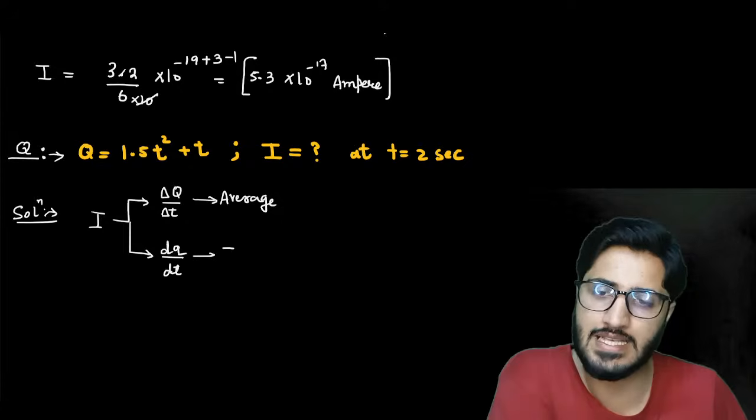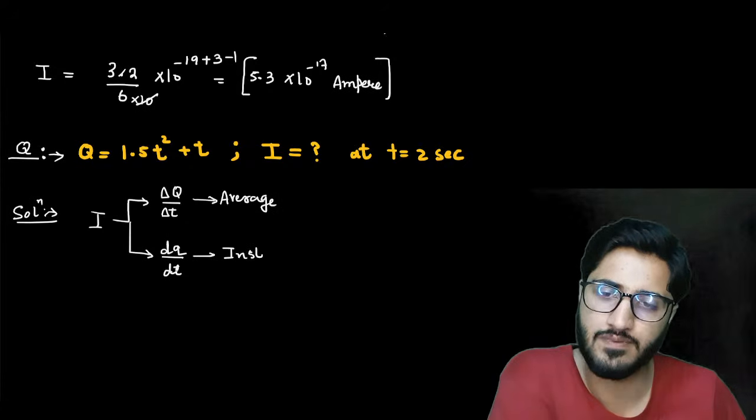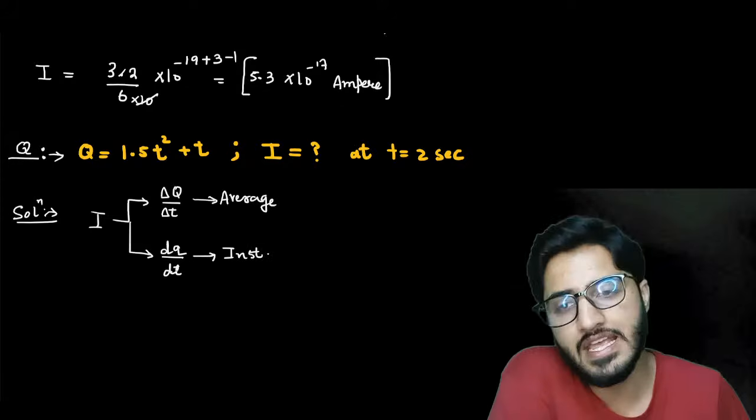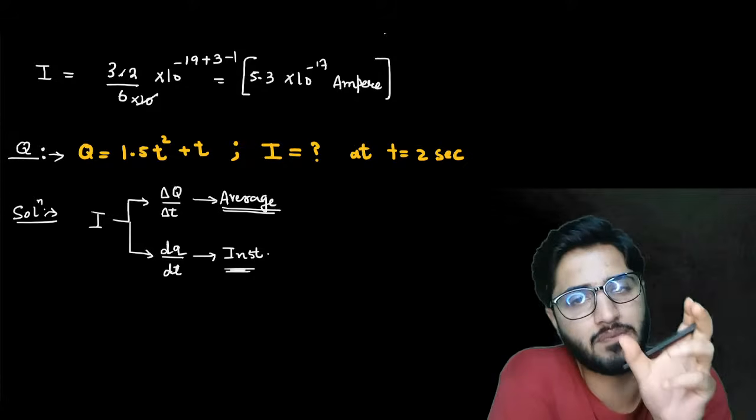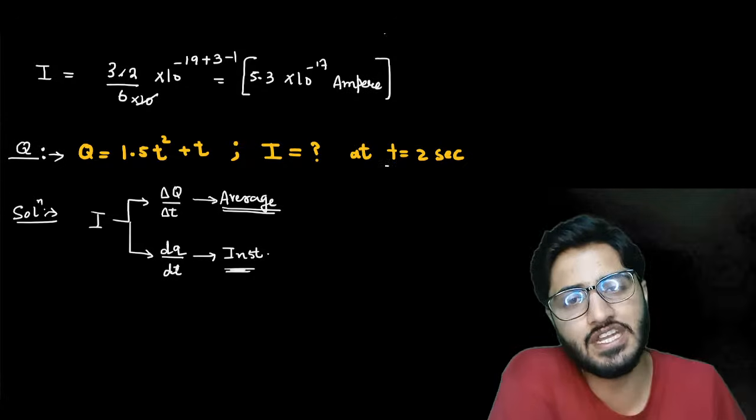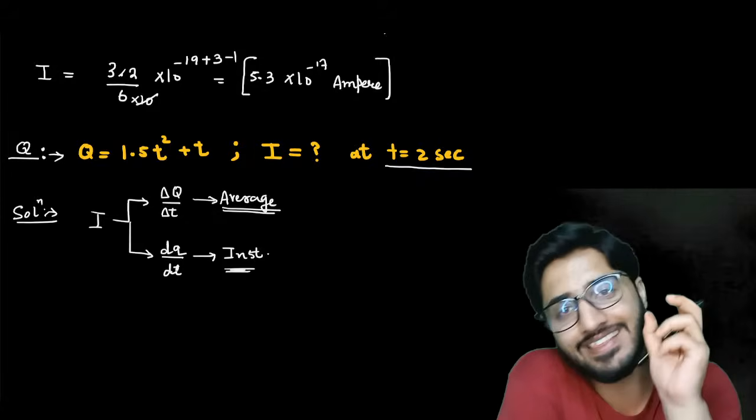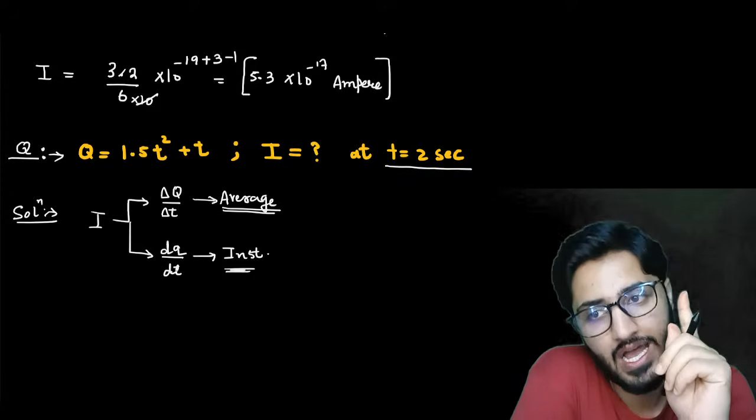This one means instantaneous. Instantaneous means at a particular instant of time. Average means over an interval of time. Now here it is t equals 2 seconds. That means exactly at 2 seconds I need to find the current.